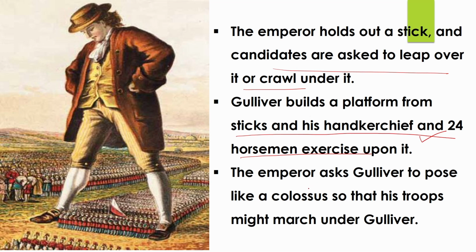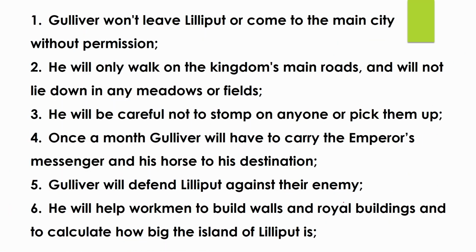Some Lilliputians discover Gulliver's hat, which washed ashore after him, and he asks them to bring it back. Soon after, the emperor asks Gulliver to pose like a colossus or giant statue so that his troops might march under Gulliver. The whole court agrees finally that Gulliver should be released, except Skyresh Bolgolam. Bolgolam at last agrees, but only if Bolgolam can decide the conditions for Gulliver's freedom.